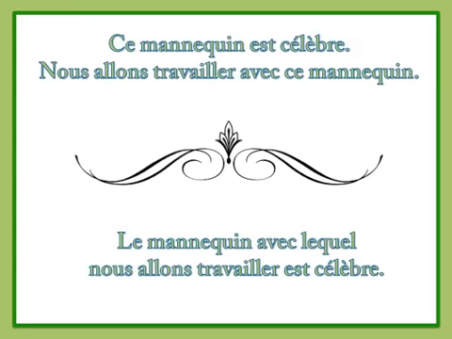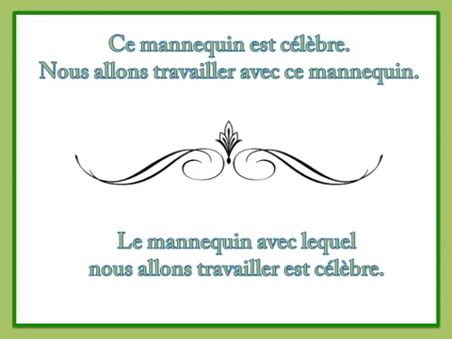Look at this example. We have two sentences at the top that we want to make relate one to the other. Ce mannequin est célèbre. Nous allons travailler avec ce mannequin. Now, before we go any further, when the indirect object is a person, the relative pronoun is usually qui, especially in informal conversation. You must know that. But it can also be lequel.